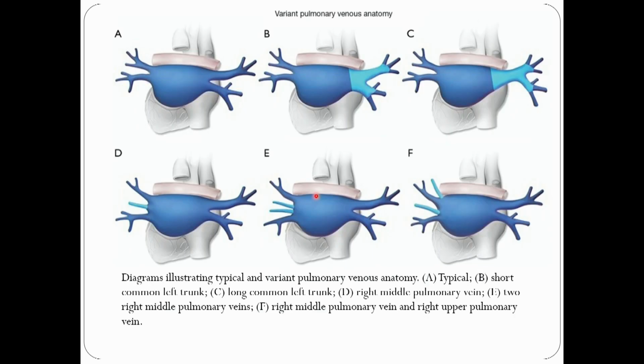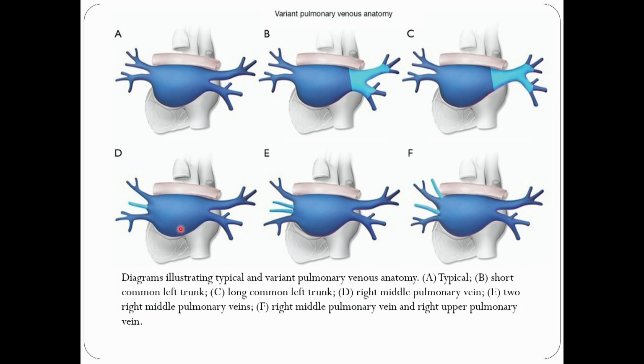We have almost 5 types of variations in the pulmonary venous anatomy. This is the normal, that is, paired on either side. In type B, we see there is a common stump, a short segment common stump after joining of the superior and inferior pulmonary veins of the left side. In type C, there is a common segment, but the segment is longer as compared to B.